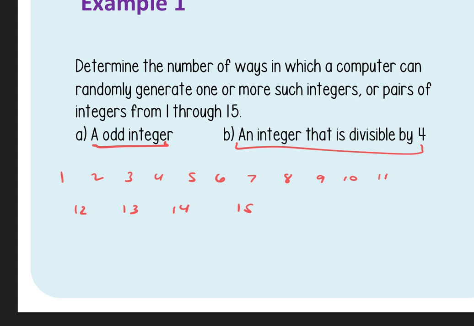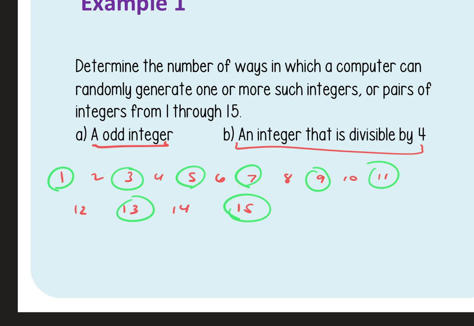So if I look at this set, I went all the way to 15. Sometimes it's easier to do without the set, but if you need the visual on it, I'm specifically looking for an odd integer. So how many odd integers are between 1 and 15, including 1 through 15? There's 8: 1, 2, 3, 4, 5, 6, 7, 8.